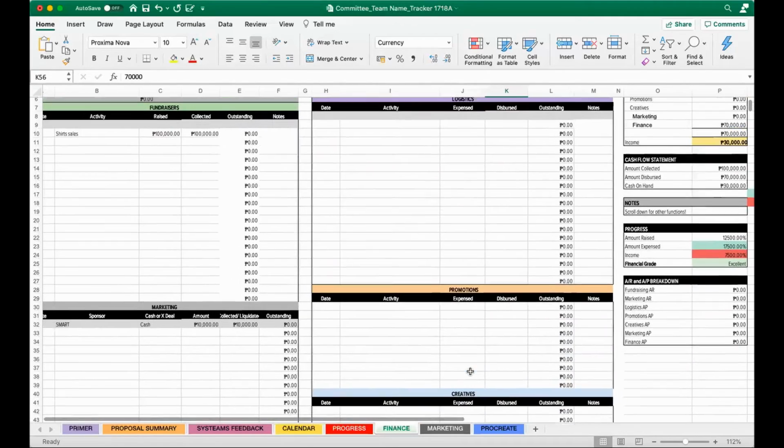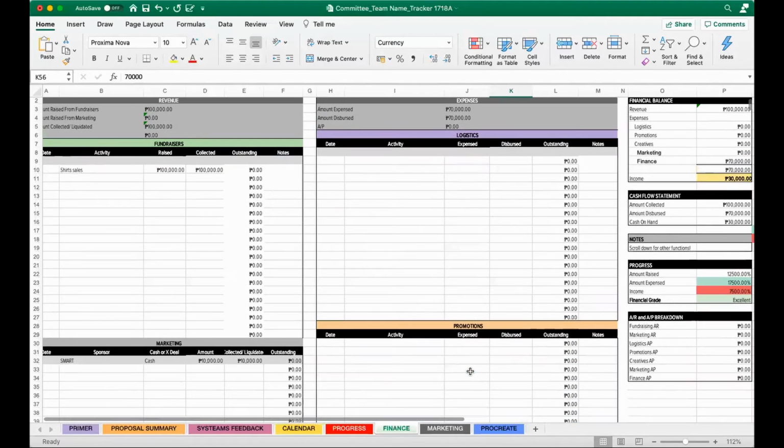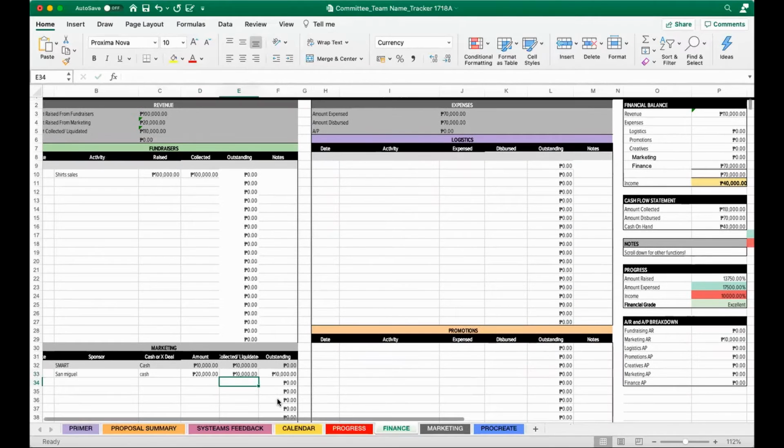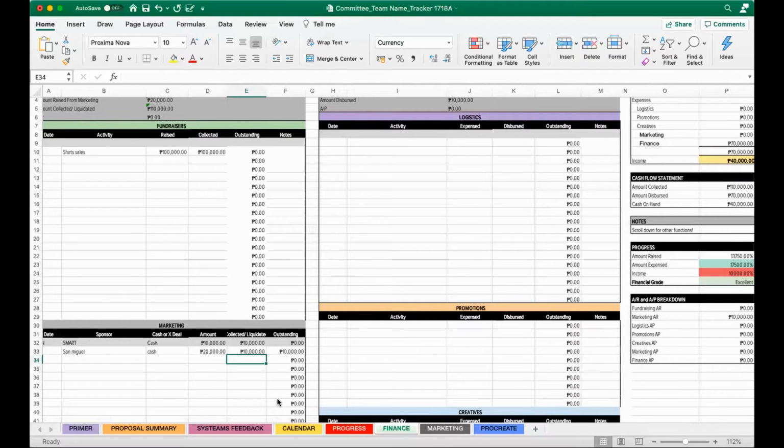So next, let's say after that, we have a sponsor. So let's say Sunmig. They agreed to do a cash sponsorship, which probably will never happen, but let's just say it. And they gave 20K. But then out of that 20K, we only got 10K for now. So what basically happened here was, out of the 20K that was promised to us, only 10K was given. So our cash increases by 10,000 and our revenue increases by 10,000 also.